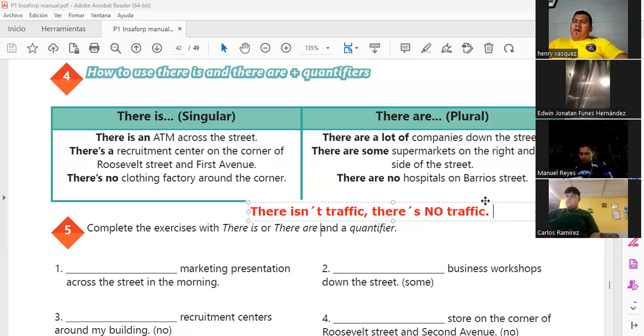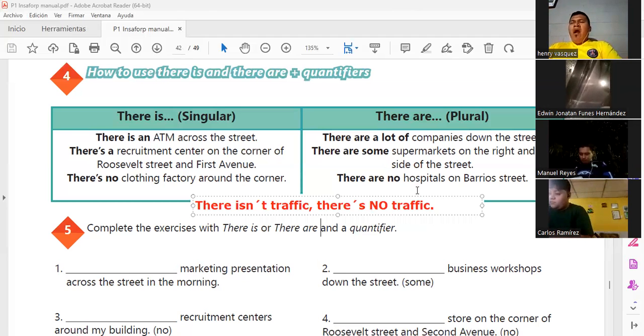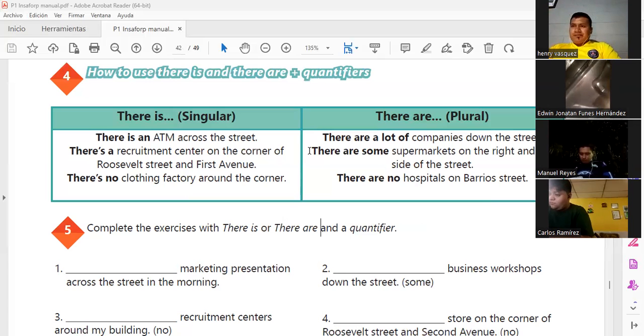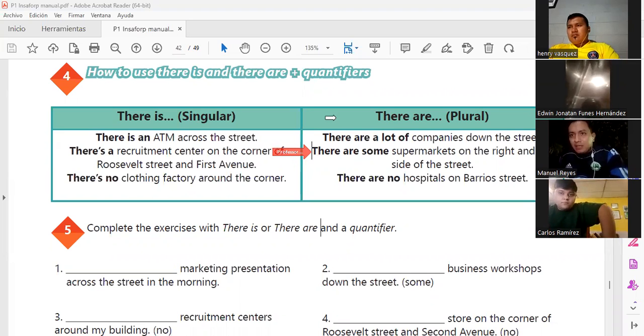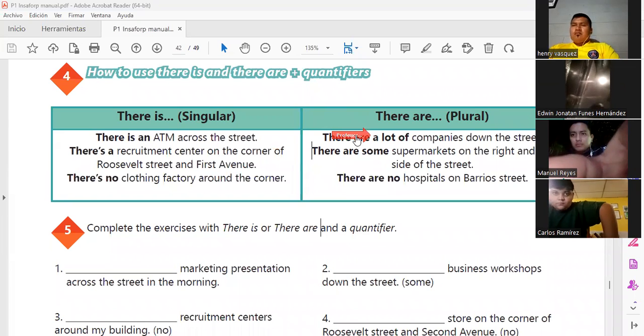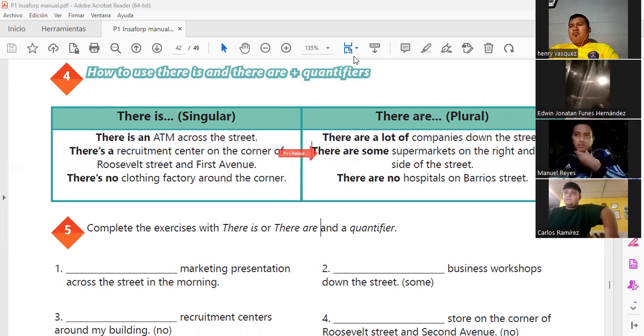All right. Now, some. Let's go. Some. There are some supermarkets on the right and left side of the street. Very good. Now, what is the difference between some and a lot of? There are some. Algunos. All right. And a lot of? Mucho. A lot of, mucho. All right.